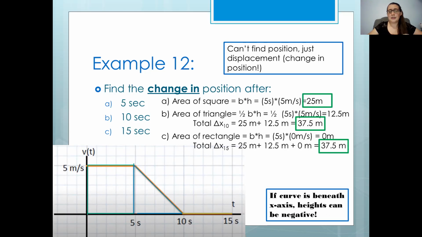So if the curve is beneath the x-axis, it is totally possible to have negative heights, which makes you cringe a little bit, just instinctively, like, oh, it's so unnatural having negative heights. But it's totally fine in physics, unfortunately.